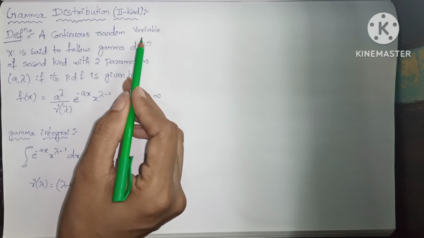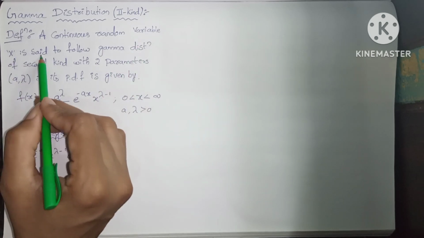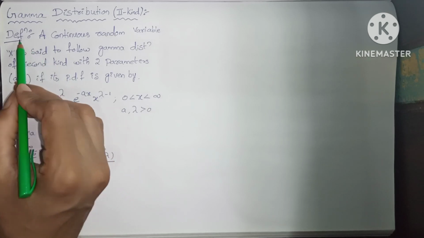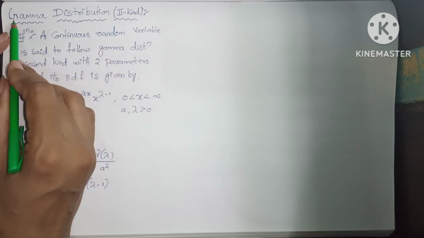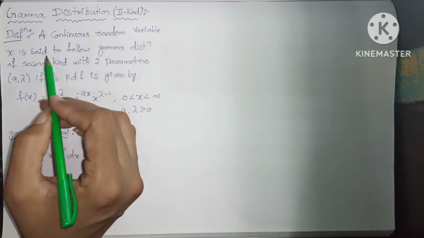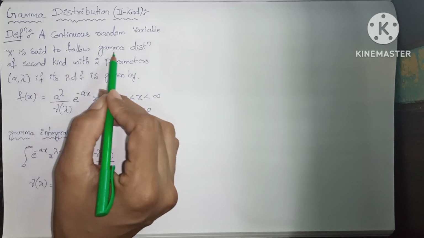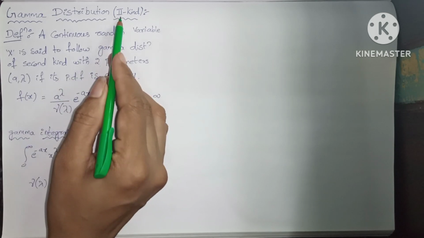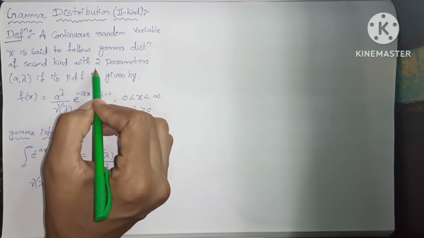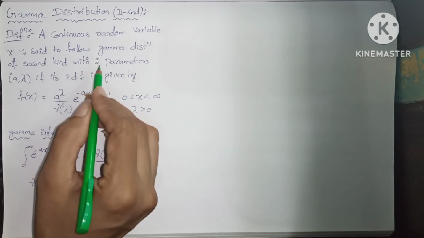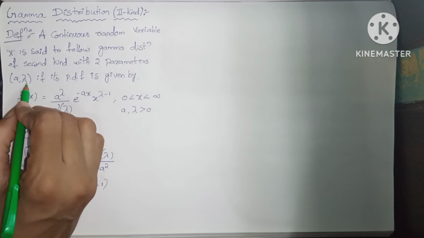A continuous random variable x is said to follow gamma distribution of the second kind. Since it is a continuous distribution, we take a continuous random variable. x is said to follow gamma distribution of the second kind with two parameters. This is the second kind, that's why it has two parameters, a and lambda.